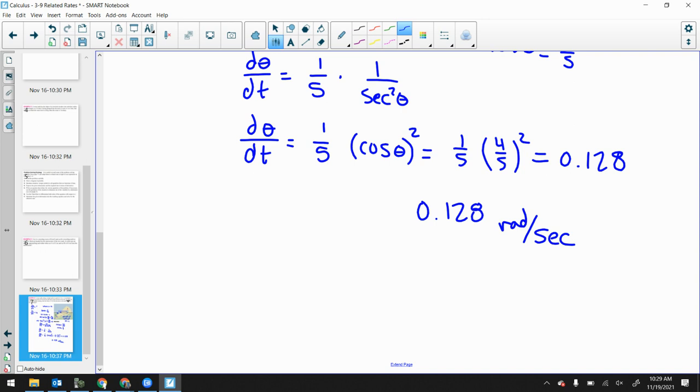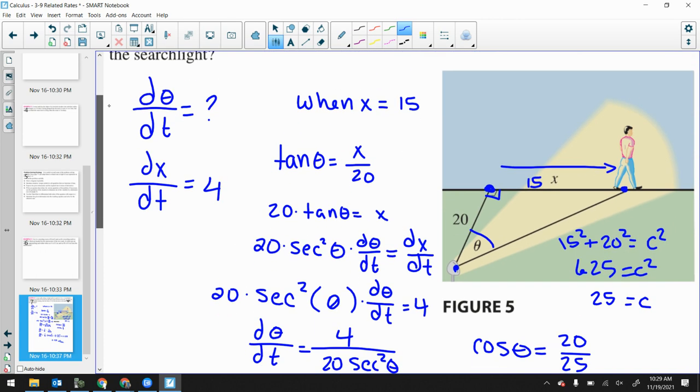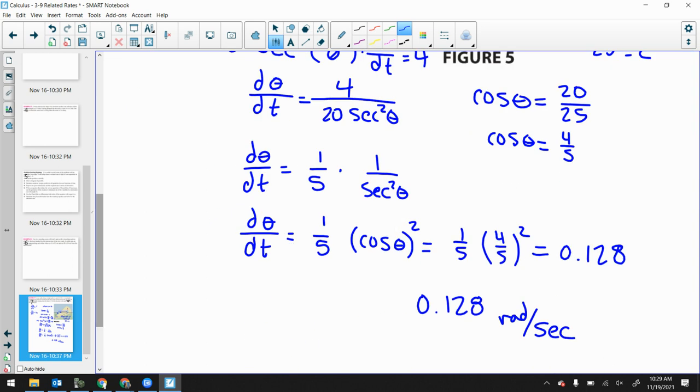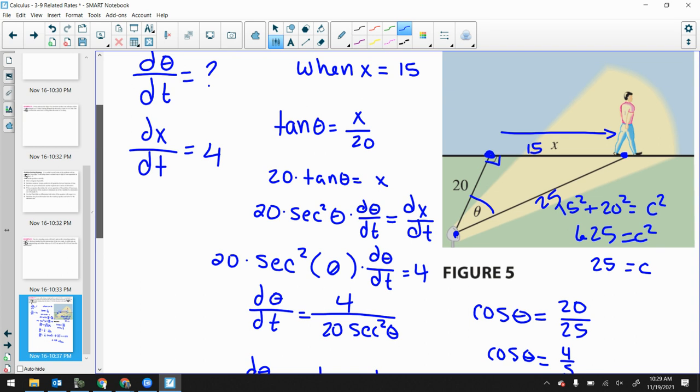How did you get 4/5? Because that was a little tricky. I went back to the original problem, and because this is a right triangle, and I know this is going to happen at 15, I calculate the hypotenuse when this is 20 and 15 to be 25. That's just Pythagorean. Cosine theta is adjacent over hypotenuse, so 20 over 25, which produces 4/5. Okay, questions about that?